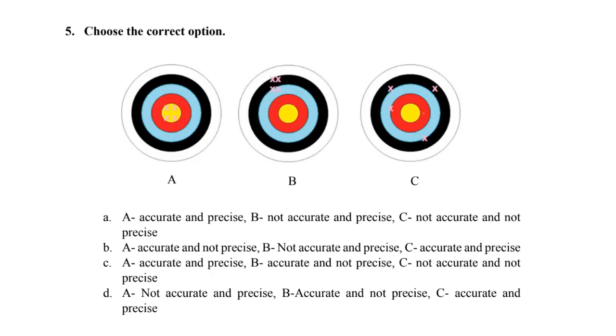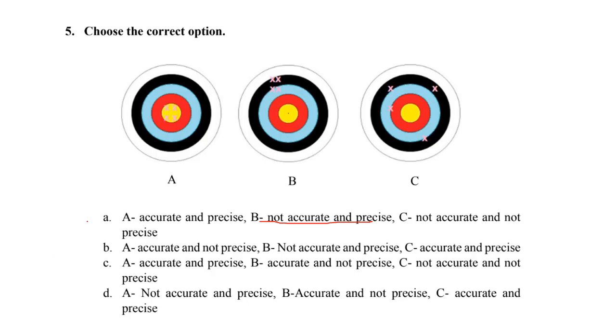But in the B figure, this is not accurate, because the true value is this, and it is far from the true value. But it is precise, because again and again that value is coming. So the option will be A. So B is not accurate, but it is precise. So option C is not correct, but option A is correct.